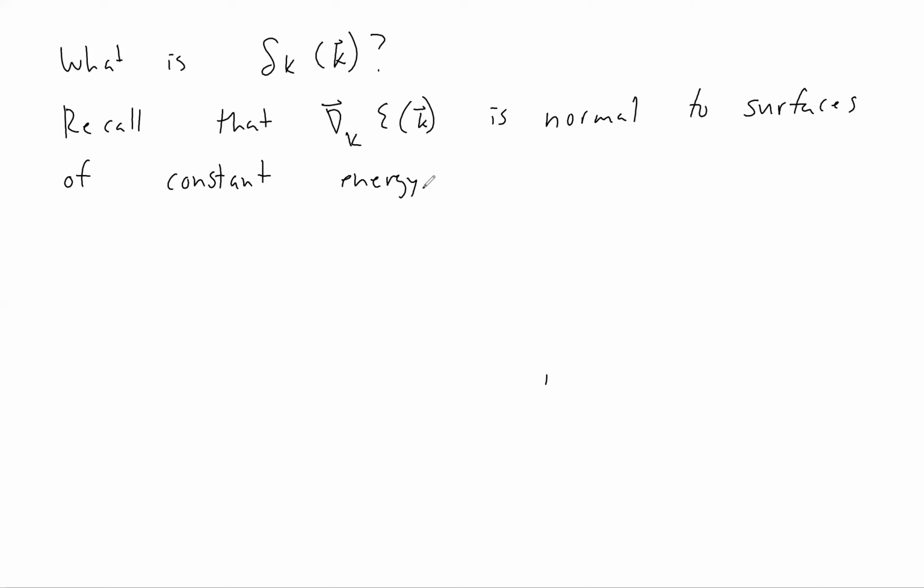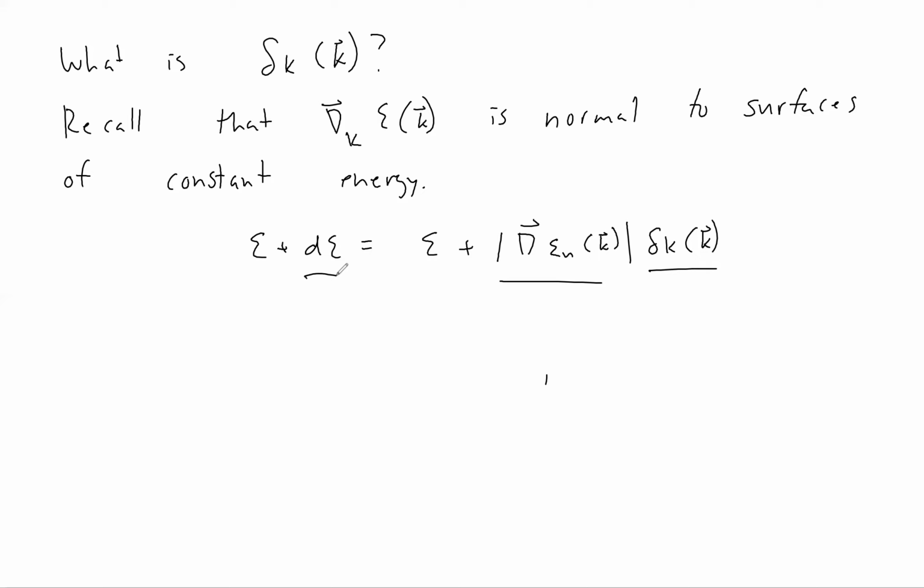Okay. The magnitude of the gradient of E is the rate of change of E with respect to K. So we can say that E plus dE is equal to E plus the gradient of E with respect to K times delta K, which is this infinitesimal distance in K space. Because the gradient of E is perpendicular to surfaces of constant E, we know that this distance then is the perpendicular distance between surfaces of constant energy separated by dE.